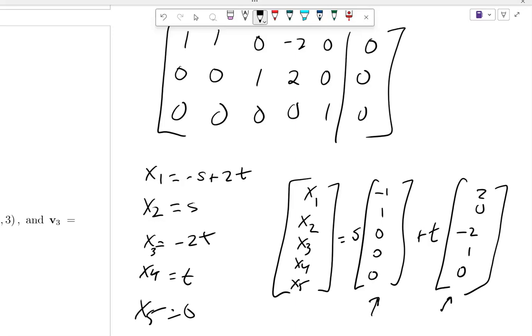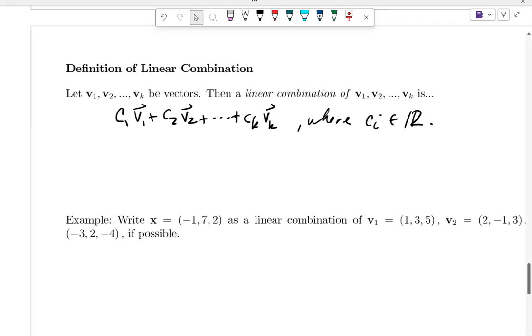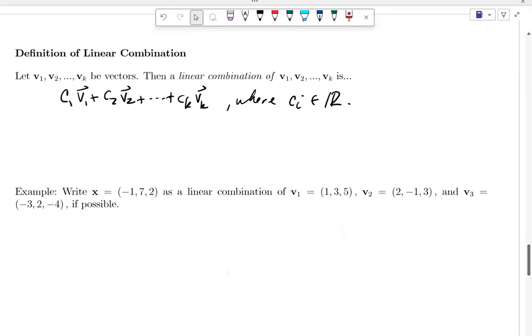So I can describe infinitely many solutions with two things. This is kind of a goal. All right? So keep that in mind going forward. That's what we're trying to head toward. Okay. But let's do a little bit more of a straightforward example here.